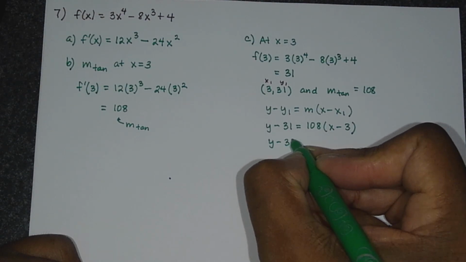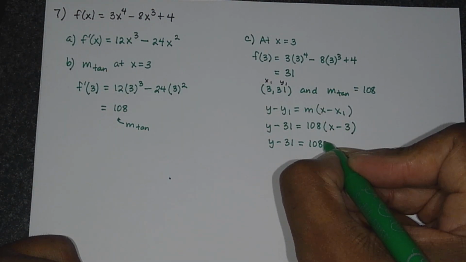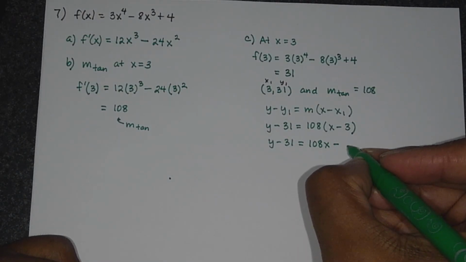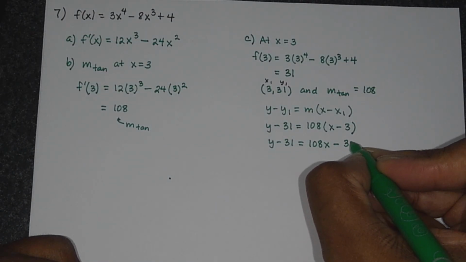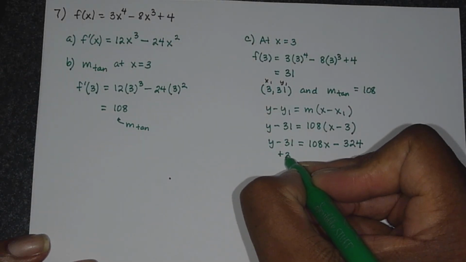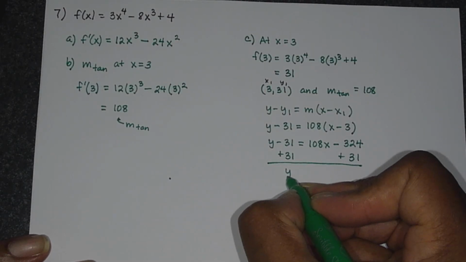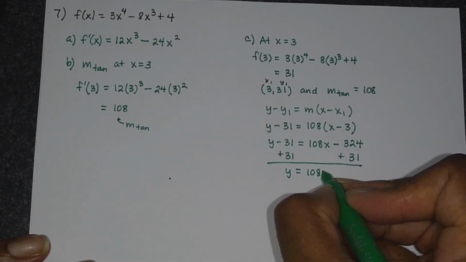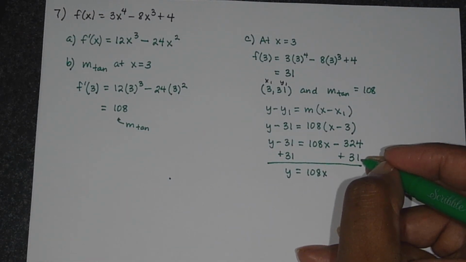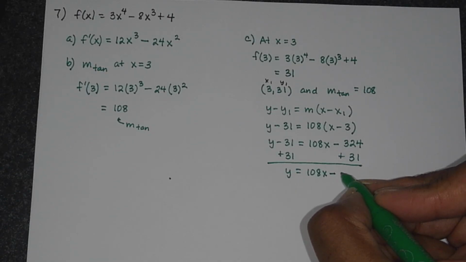So I have y minus 31 is equal to, distribute the 108 over the x minus 3, I would get 108x minus 108 times 3, which is 324. And then to solve for y, I'll add 31 to both sides. So that means y is equal to 108x. Now, what's negative 324 plus 31? No, it's got to be negative.